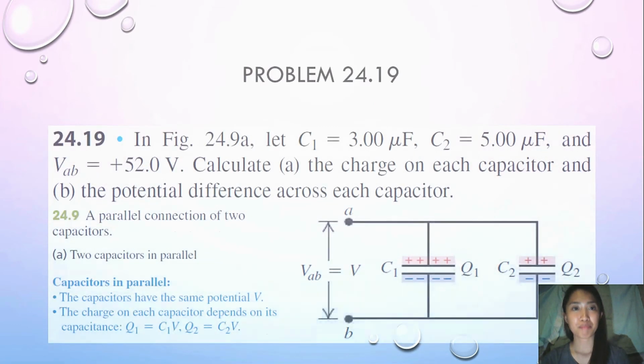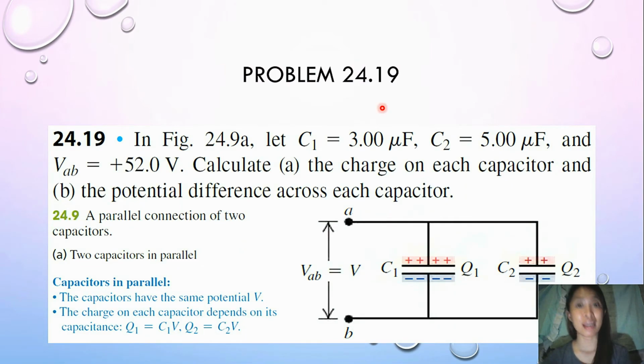Hi everyone! So now another problem will be solved from University Physics. We will be solving a problem in chapter 24, exercise 19. In figure 24.9a, let C1 be 3 microfarad, C2 is 5 microfarad, and V_AB is positive 52.0 volts. Calculate letter A, the charge in each capacitor, and letter B, the potential difference across each capacitor.